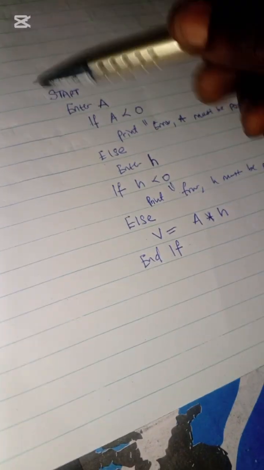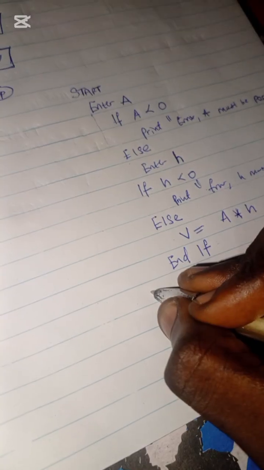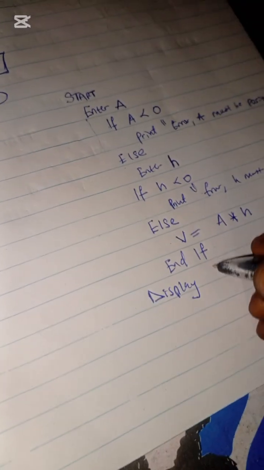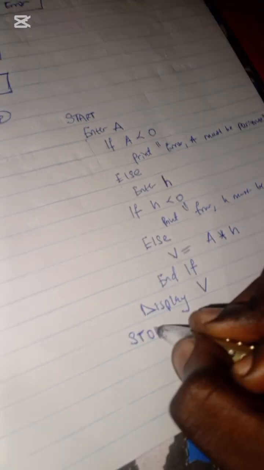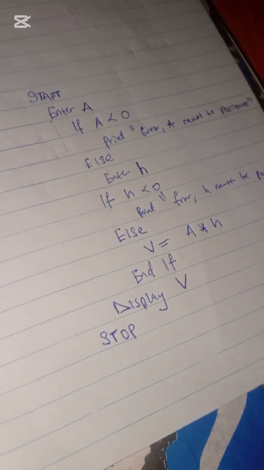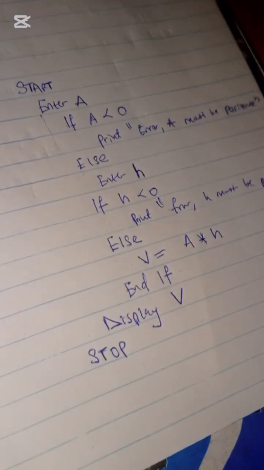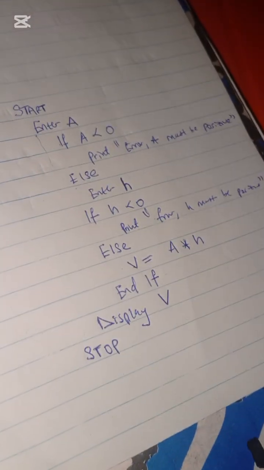So what's the second to last thing you do? You display on the same line with enter. So you display V. That's this. Display V. Then on the same line with start, you stop. So this is a pseudocode for this particular flowchart. So this is the flowchart here, and this is the pseudocode answer. So this is just all you need to know about pseudocode. So you can also get more examples online.